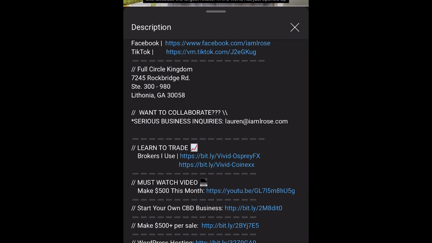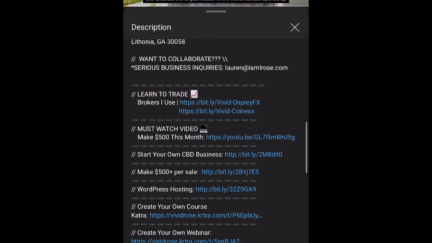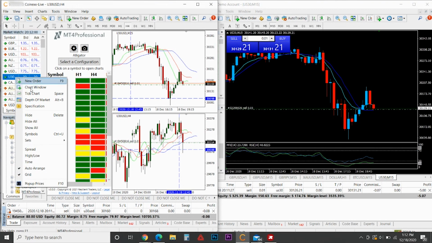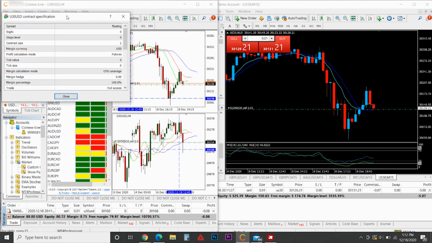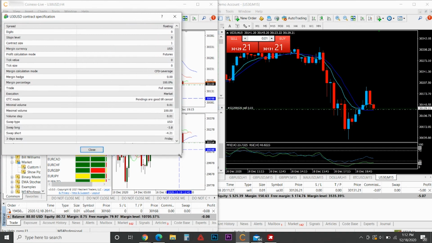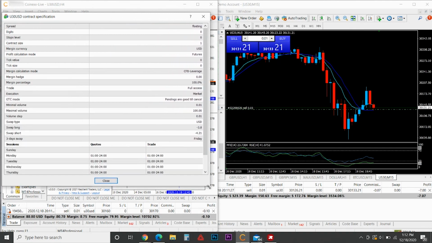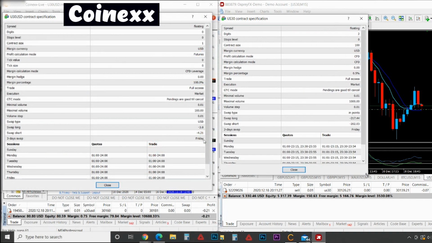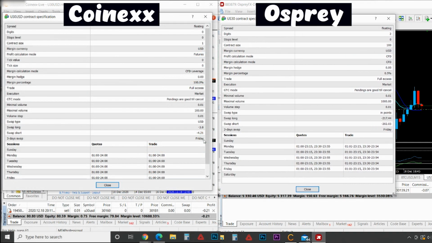So the brokers that I use are right here. So I'm going to be honest with you guys, I put this at the beginning of the video for a reason. What I'm showing you right now is how each broker calculates. So on the CoinEx account, you can see that they are using futures. And on the Osprey account, you see that they are using CFD.